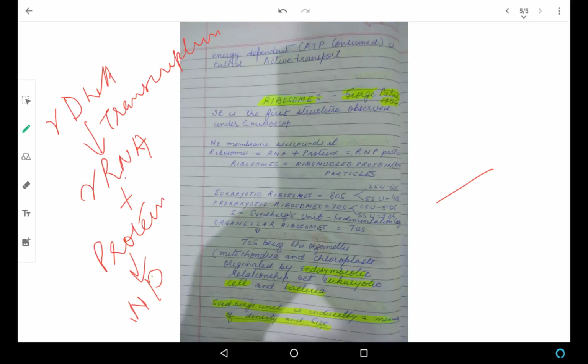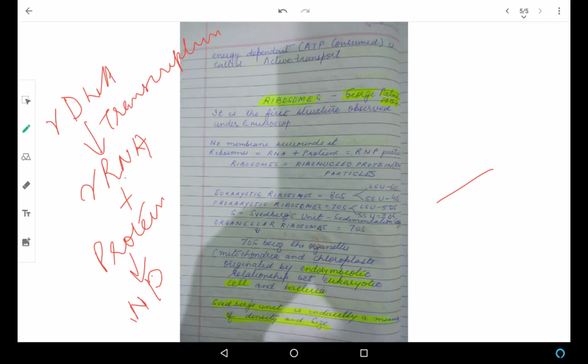Now, the eukaryotic ribosomes, as I have already told you, are of 80S type. They have two subunits. One is 60S and the smaller one is 40S. The prokaryotic ribosomes have the largest subunit as 50S and the smaller subunit as 30S. S stands for the Svedberg unit. I have told you in the last lecture, it is the sedimentation coefficient.